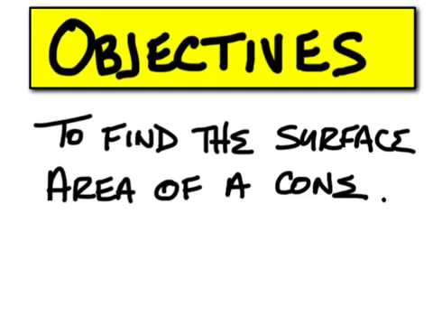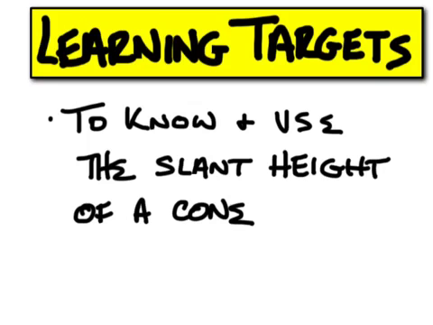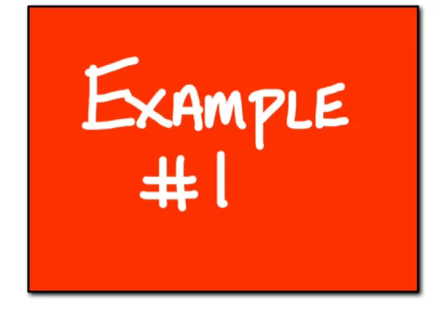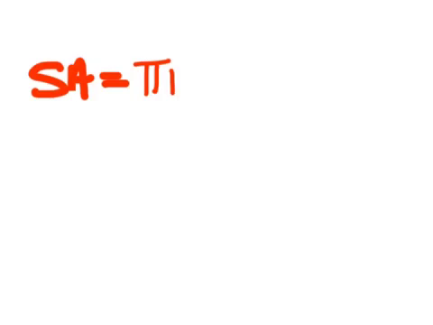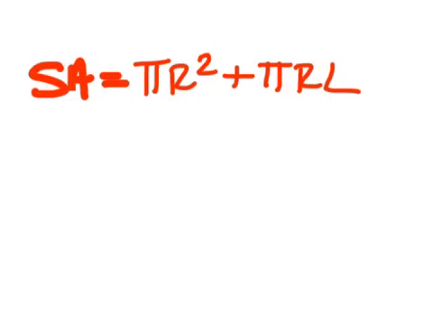Objectives for today will be to find the surface area of a cone, and the learning targets to know and use the slant height of a cone. Example number 1. First, the formula for surface area of a cone is the following: pi r squared plus pi r L.